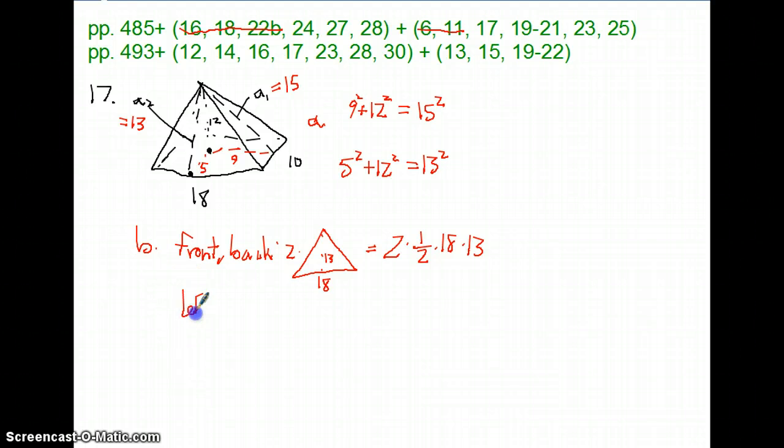And left-right sides, there's 2 of them again, and they look like this. And they are 10 there, and they have a height of 15. Now you're probably looking at this going, wait a minute, this one has a height of 15, this has a height of 13, how can they possibly be at the same point?